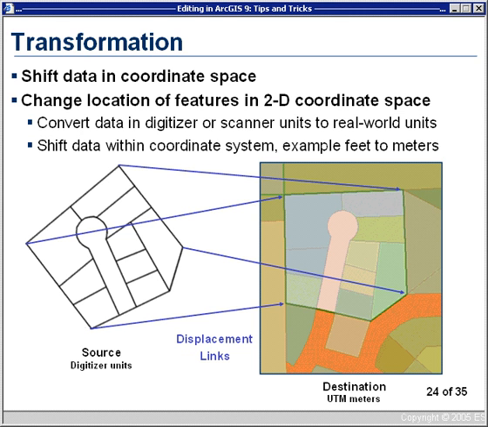Once you've created an appropriate number of links between source and destination, you can transform the source data to match the destination data. In other words, you can change the location of features in 2D coordinate space, essentially converting data in digitizer or scanner units into real-world units if you choose to. Now, this is a very, very useful function, and it's important to remember that the transformation tools are used across an entire data set.